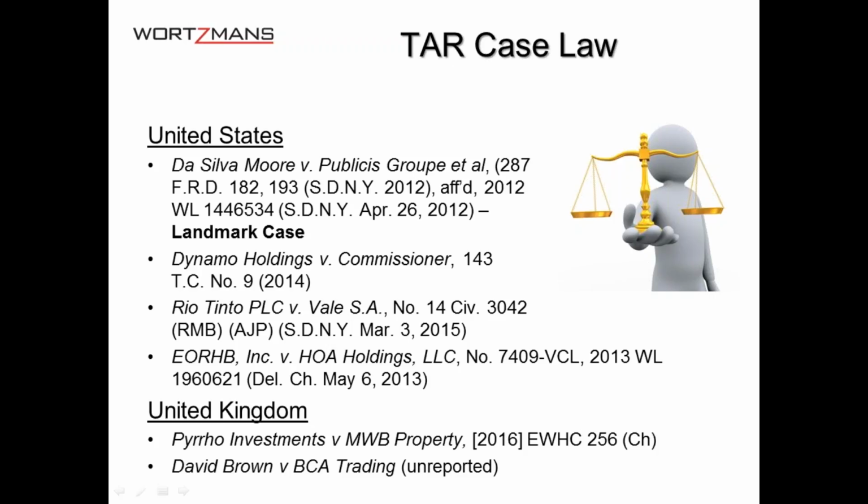The EORHB case is a little bit different. In that case, one of the things the court had to weigh was whether predictive coding made sense financially and whether the cost of it was appropriate. It was determined in that particular case that predictive coding was not necessary, as the number of relevant records was expected to be small, and the cost of actually using the technology outweighed the benefit.